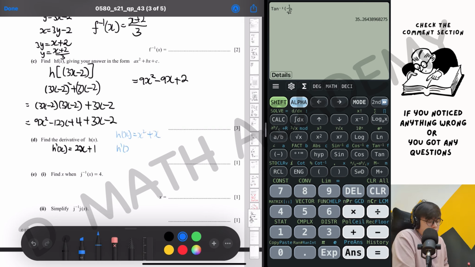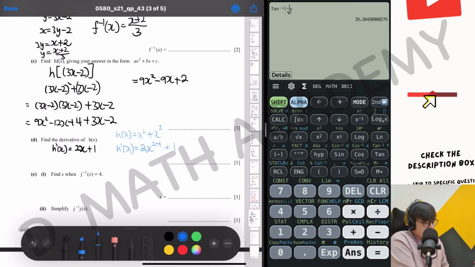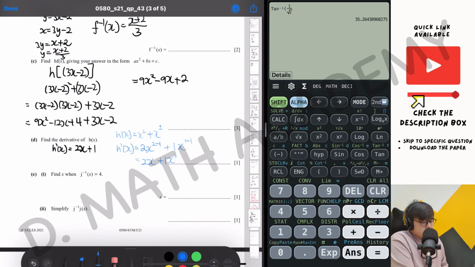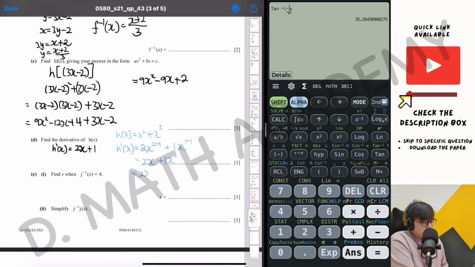Okay, to get to the h prime here, you transfer out the power, and reduce the power by 1. So if they didn't write anything, it means it's 1. Transfer out the power, minus the power by 1. Since it's x to the power of 0, there's nothing left but 1 only. So this will be the final result of it.